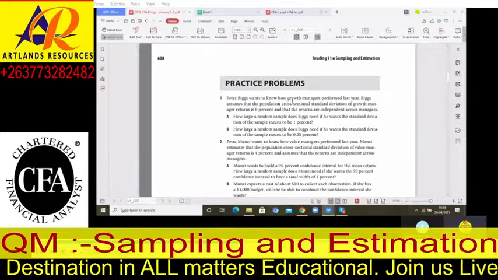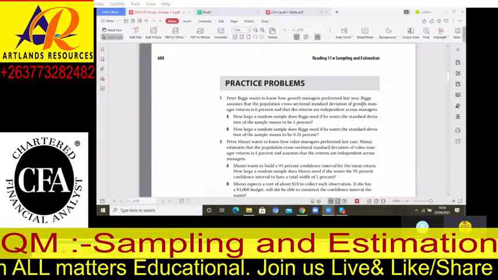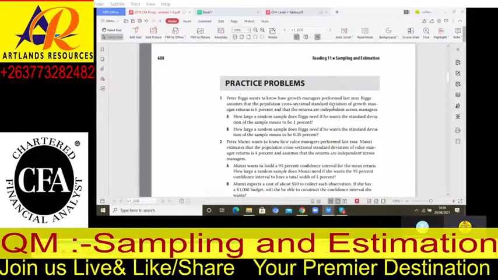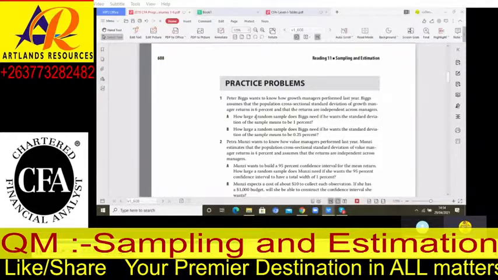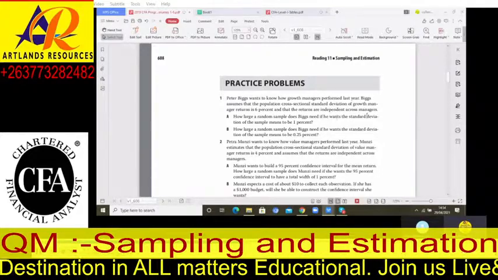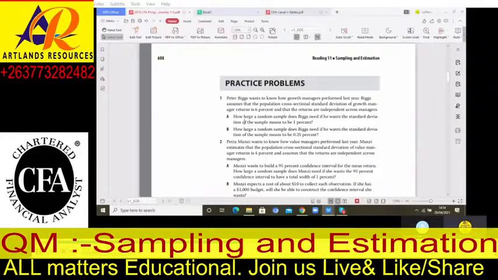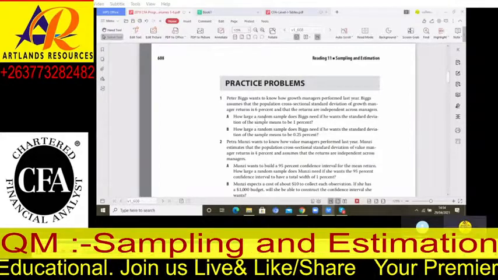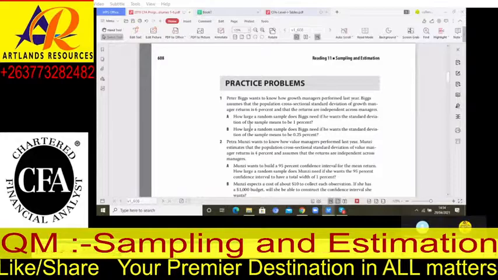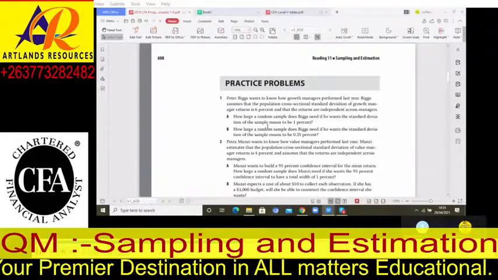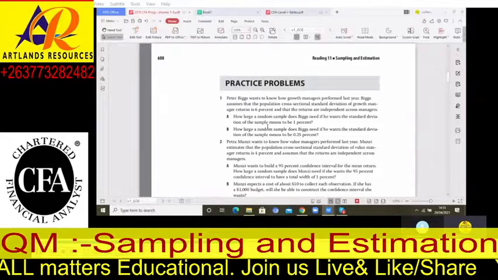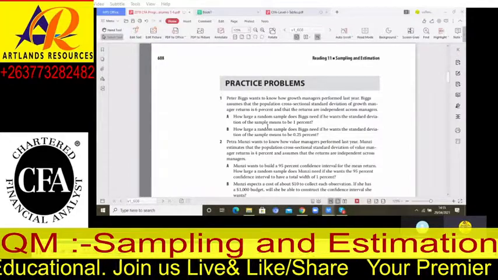Peter Biggs wants to know how growth managers performed last year. Biggs assumes that the population cross-sectional standard deviation of the growth manager returns is 6% and that returns are independent across managers. Then, how large a random sample does Biggs need if he wants the standard deviation of sample means to be 1%?